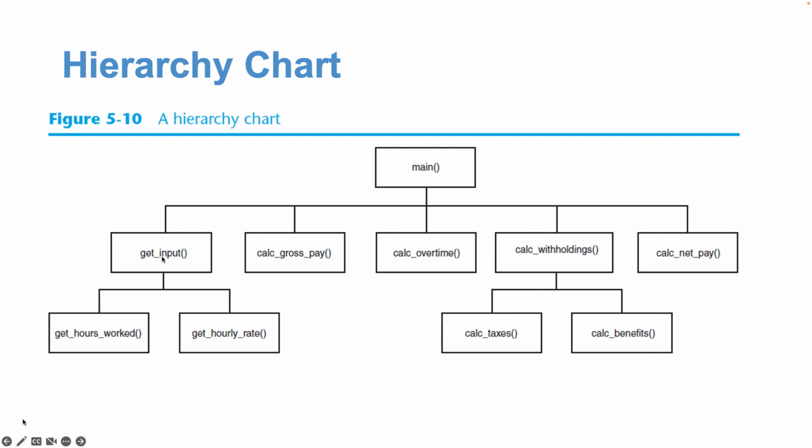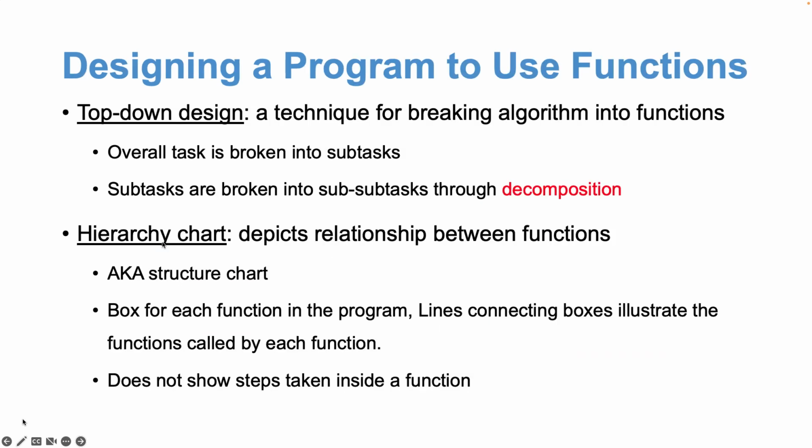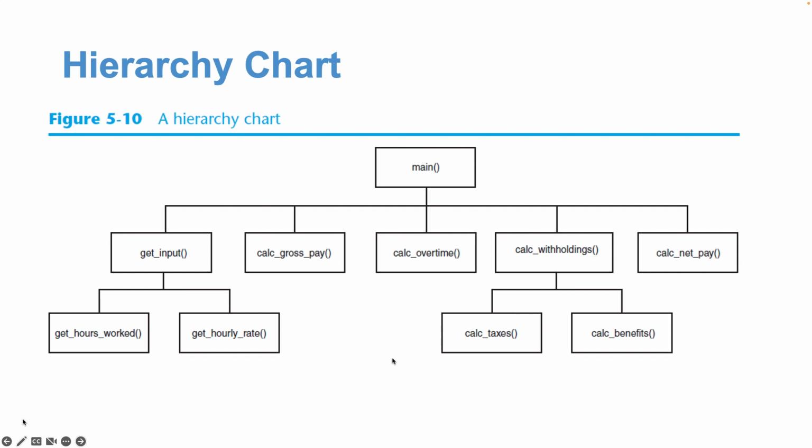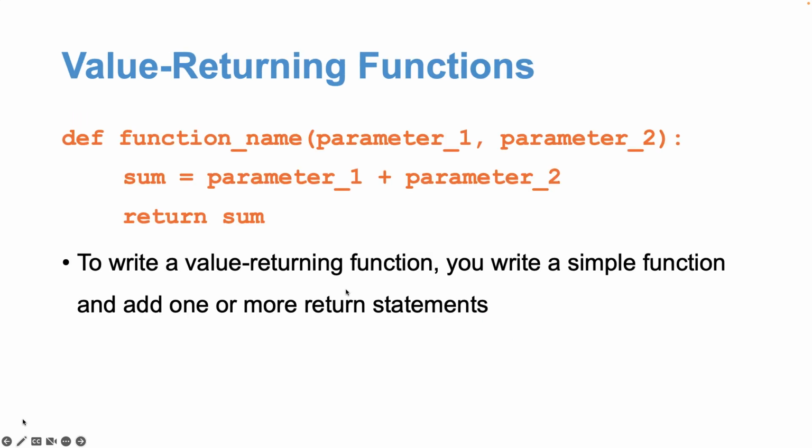So basically what we do in a hierarchy chart is show how each of these are related to each other. We don't really show the code in a hierarchy chart, but we show the steps that are related to these subtasks and how they build on top of each other in order to define a main function.